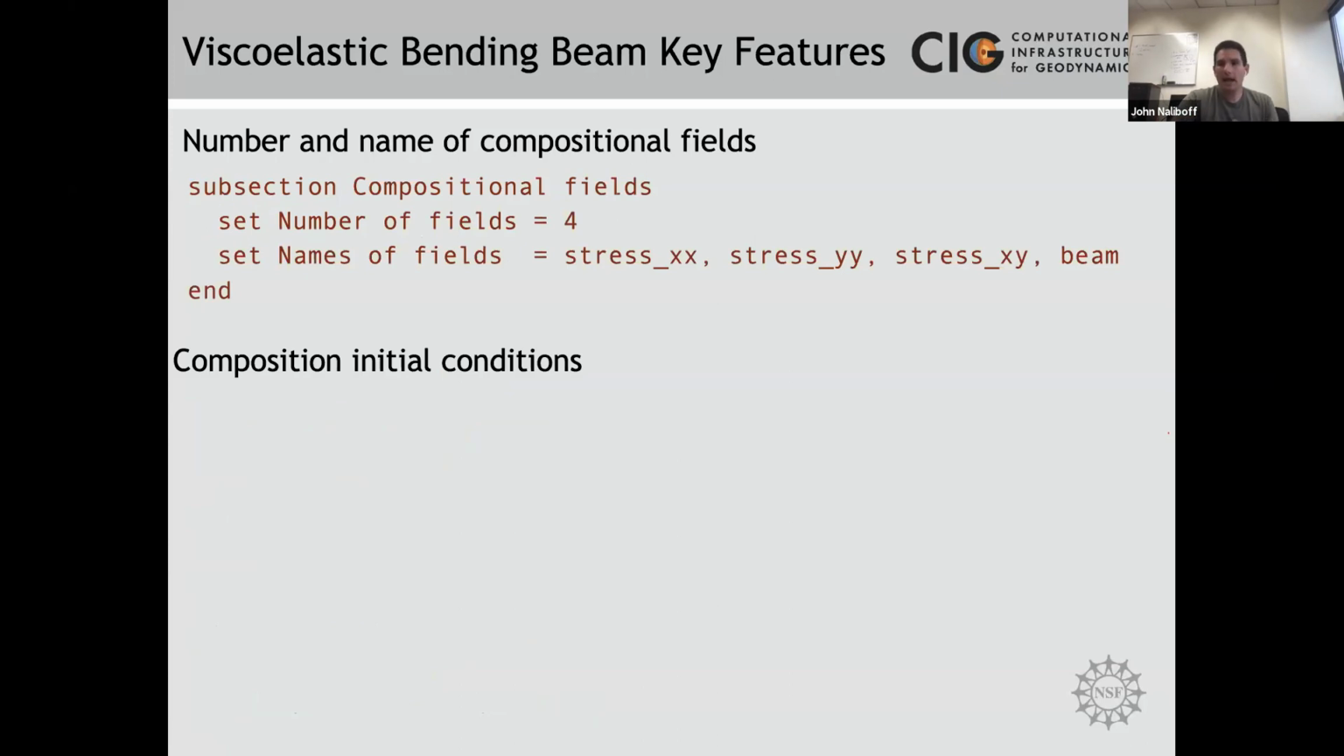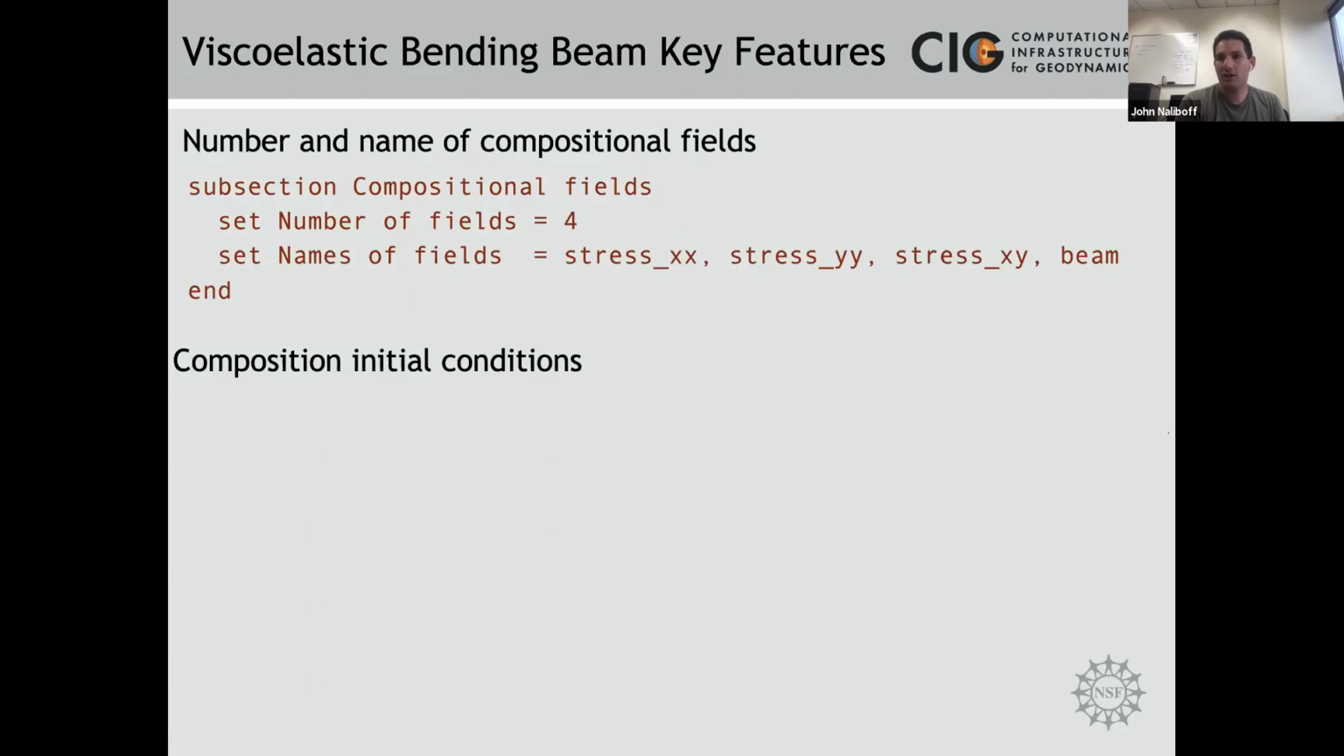Next, the number and names of compositional fields. We actually need to track four different compositional fields. We're going to have three compositional fields for the stress tensor, because in 2D you can approximate the stress tensor with just three components: the horizontal stress, the vertical stress, and then the shear stress.